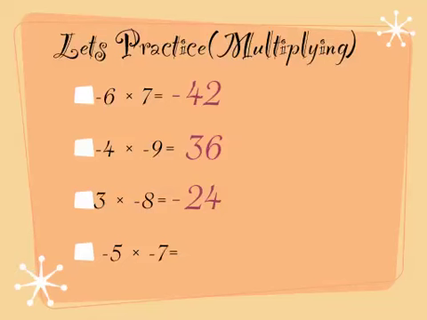The last example for just multiplying says -5 times -7. Here I have a negative times a negative, which means I have same signs, which means my answer is going to be positive. And 5 times 7 is 35.